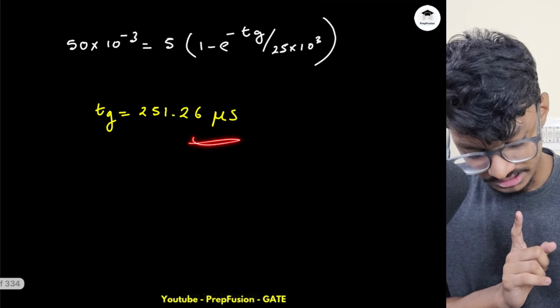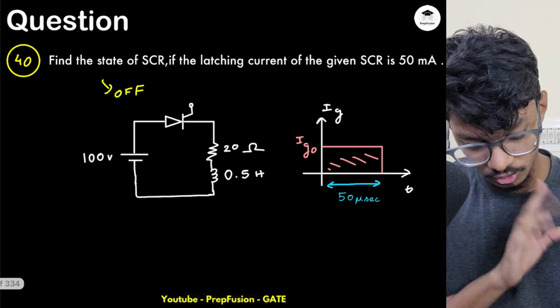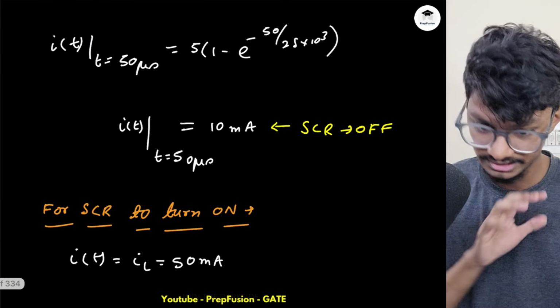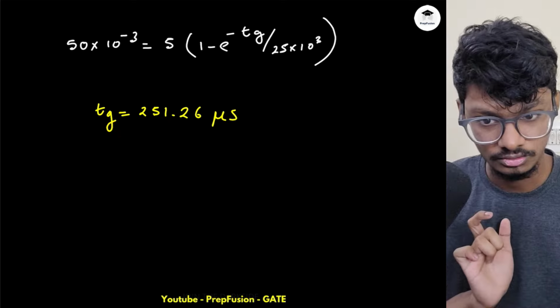But before this tg time, if I remove my gate pulse, the SCR will be off. So the answer to this question will be off. So like this, this question also can come. Okay, so this was one of the questions.